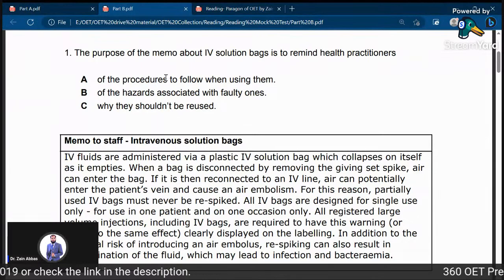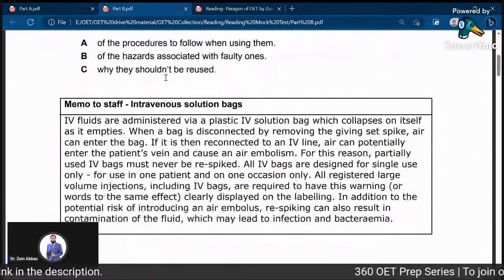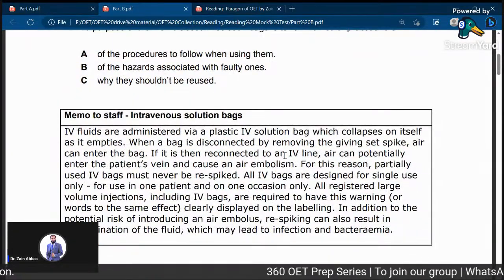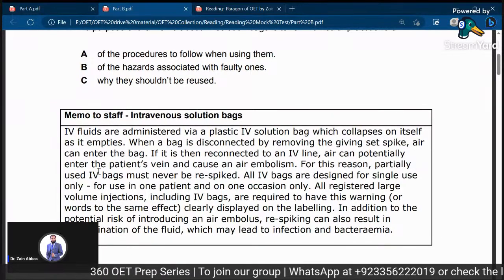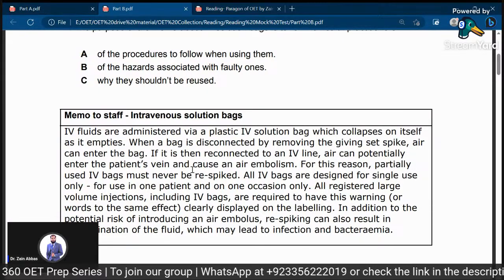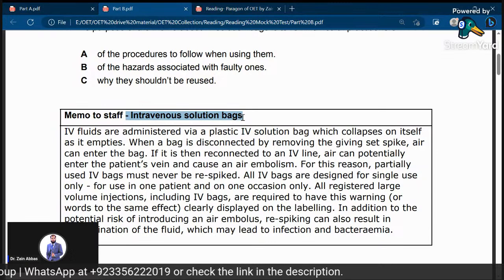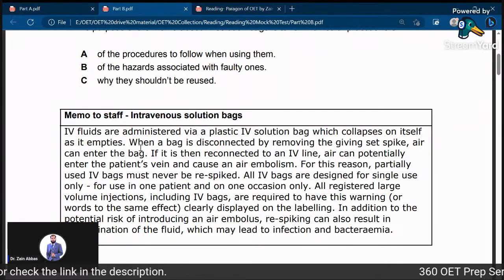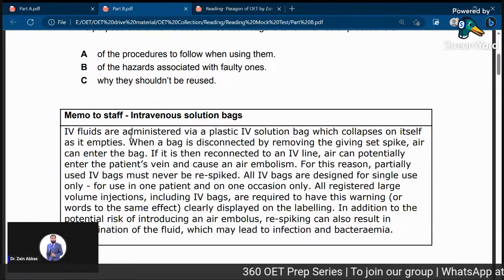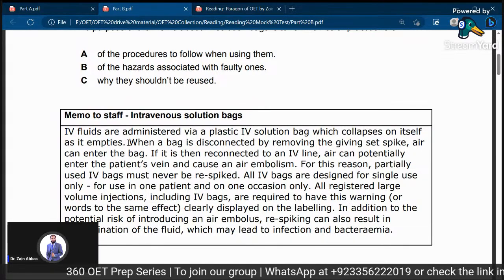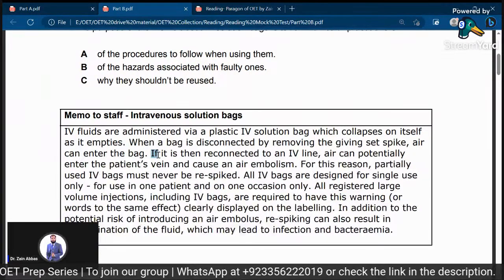Let us apply the other technique we have studied. So this is now a big paragraph here. We can use the signal words first. Skim and scan the whole paragraph. Use the heading technique: intravenous solution bags, that is the memo to staff. And there are different things mentioned here about intravenous solution bags. Use the signal words; if is a signal word here.